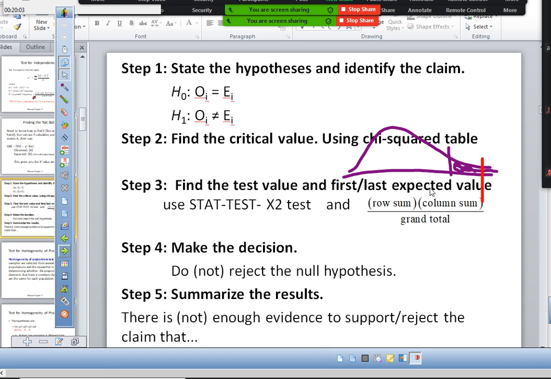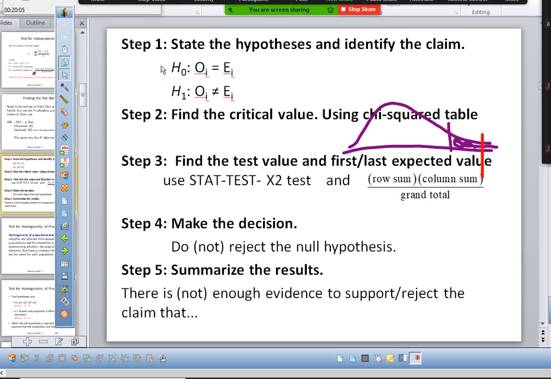All right, so these are your steps. Step 1, do your hypotheses and identify the claim. So H naught: O sub i equals E sub i. H1: O sub i is not equal to E sub i. That's just for the exam, which you'll put for that. Step 2, find the critical value using the chi-squared table.